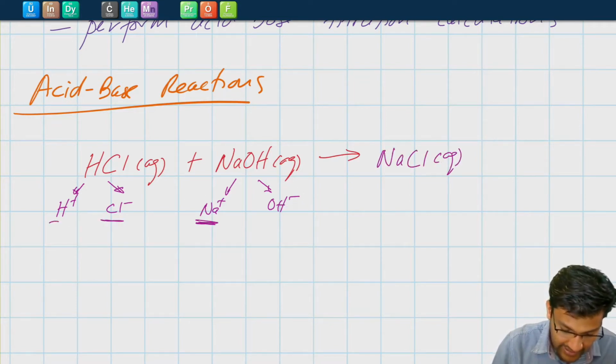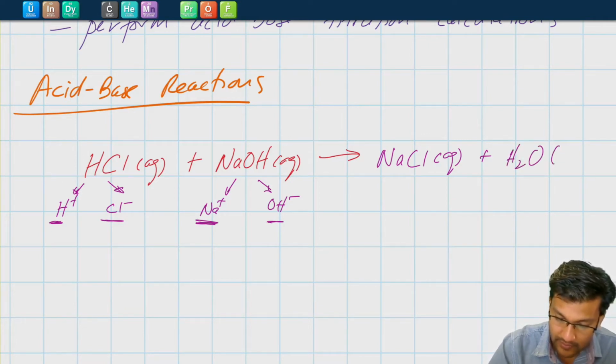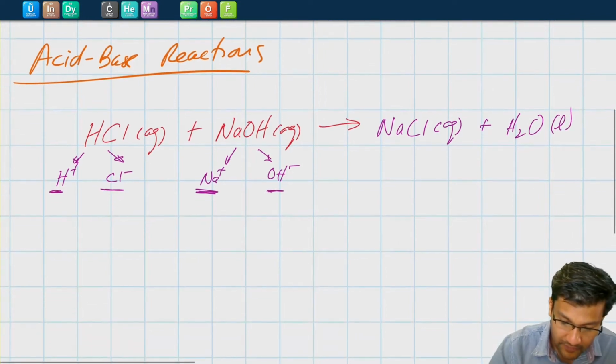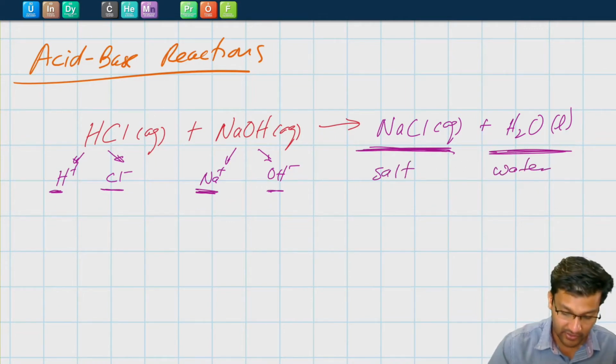And then we'll use the cation from HCl and the anion from OH-, that gives us HOH. Really, that's just the compound we know as water, H2O, liquid. And really, for all intents and purposes, an acid-base reaction is one that produces some salt and water. So that's an acid-base reaction.